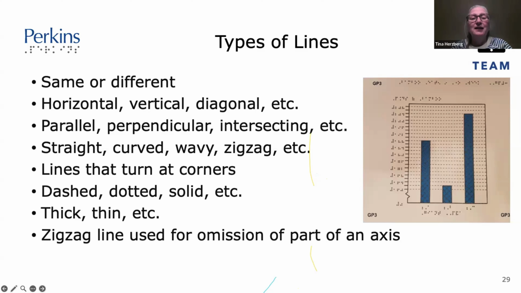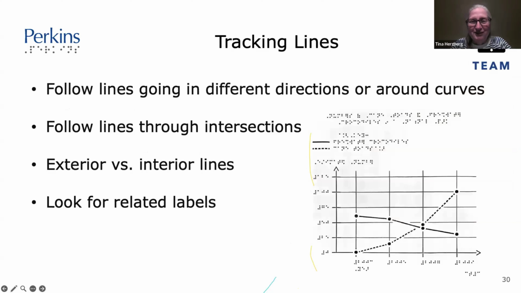What that is saying is that they have omitted numbers. It goes all the way from 0 to 160. So it's really important that students know what that zigzag means, that means they're omitting something. So lots of different lines for our students to explore. And so really important to track lines.